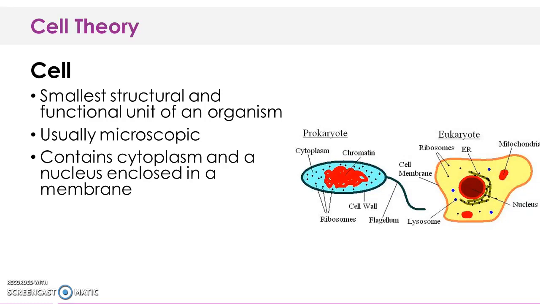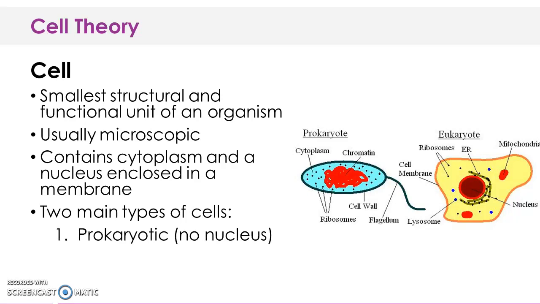All cells have similar functions and some similar structures. However, they can be categorized as two main types of cells due to some distinct differences. The first type would be a prokaryotic cell, which has no nucleus, and that is the cell you see on the left. The second type is eukaryotic, which does have a nucleus, which is the cell you see on the right.